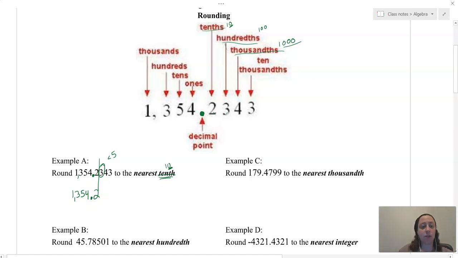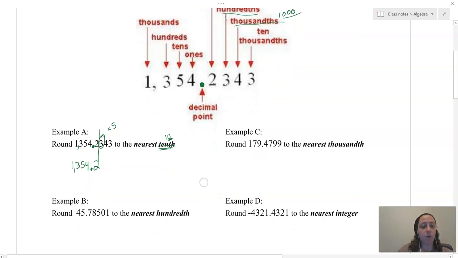Okay, let's do another example. Round 45.78501 to the nearest hundredth. So hundredth, 2 decimals, 1, 2. So here's my decimal, 1, 2, cut it off.